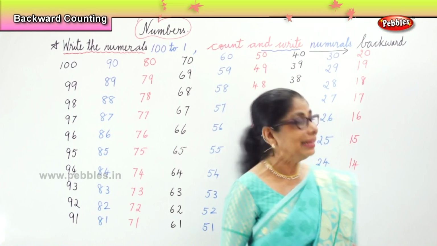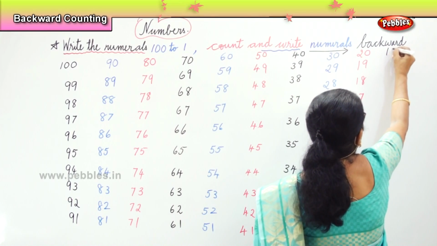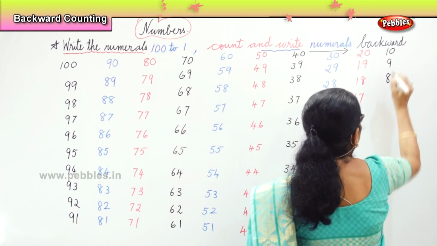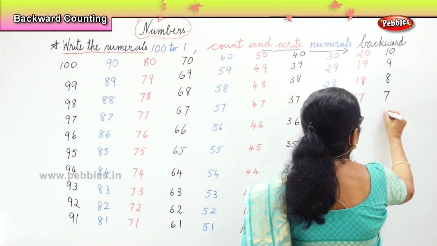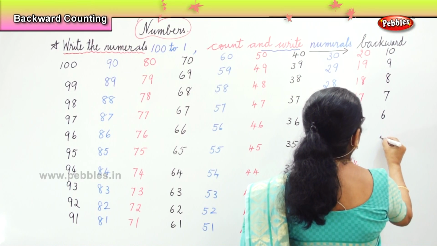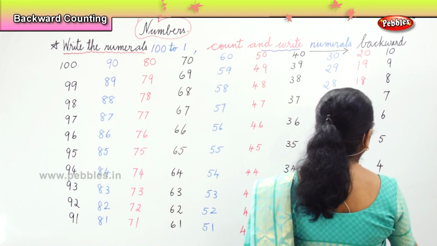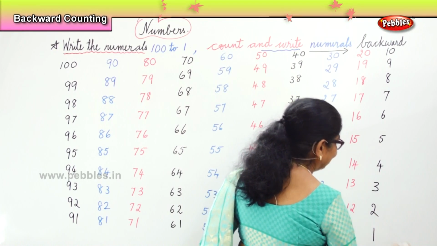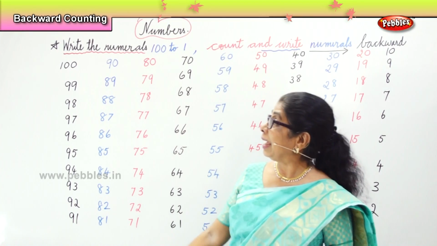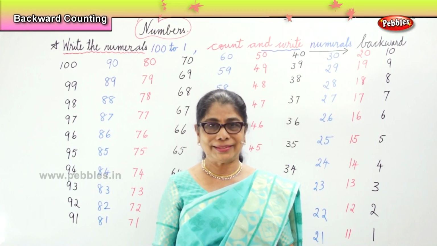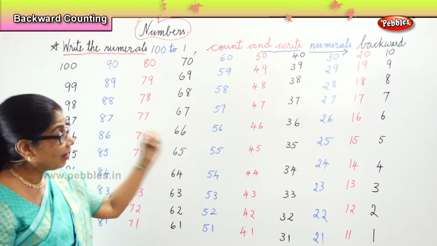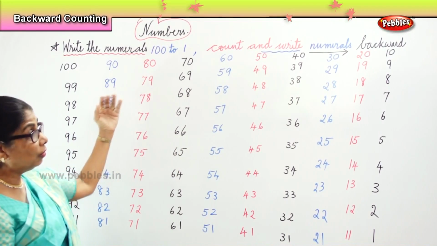What's the next number? 10. Very good. 10. 9. Good. 8. 7. 6. 5. 4. 3, 2, 1. What did we learn? Counting backwards. Writing, seeing and writing. You see now?